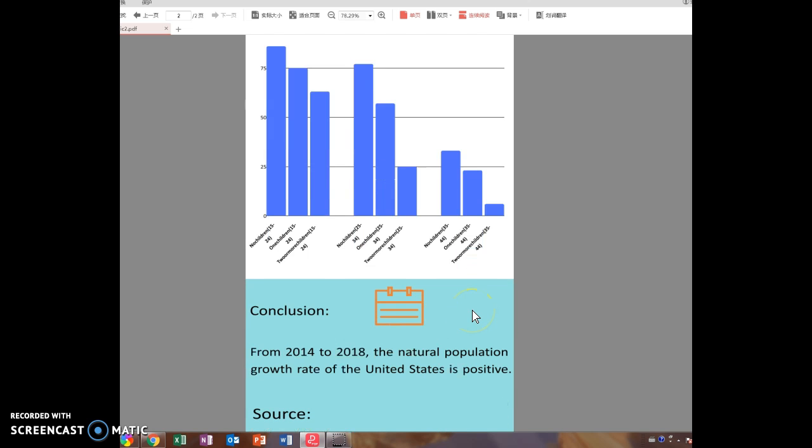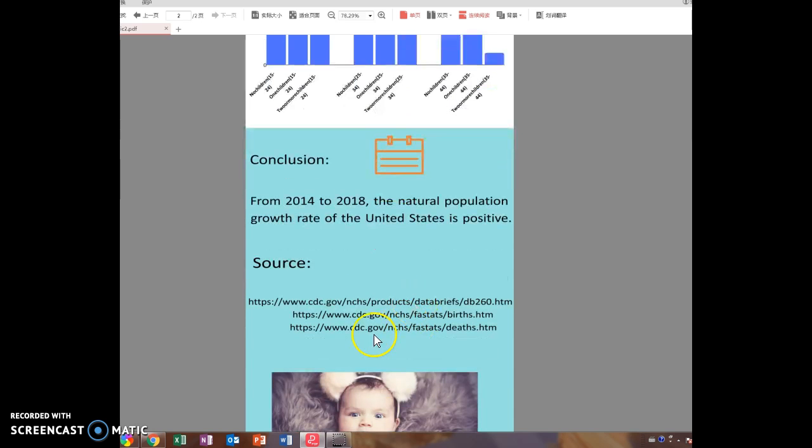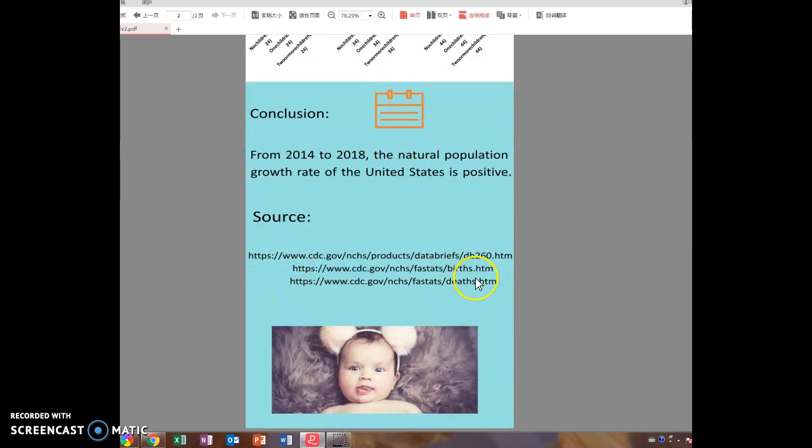So I can get the conclusion that from 2014 to 2018, the natural population growth rate of the United States is positive. And at the end, it's my source website.